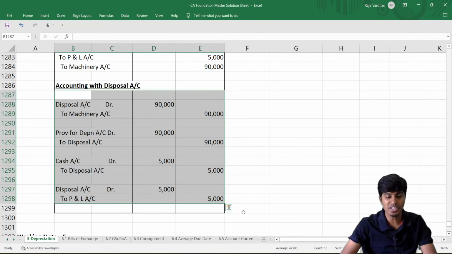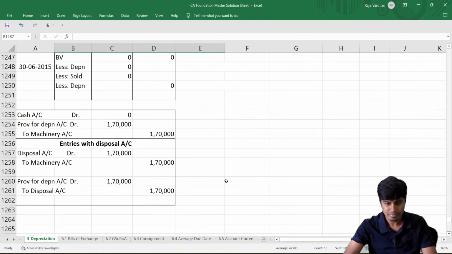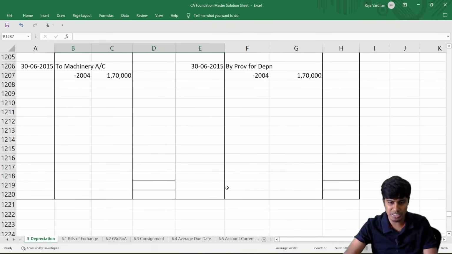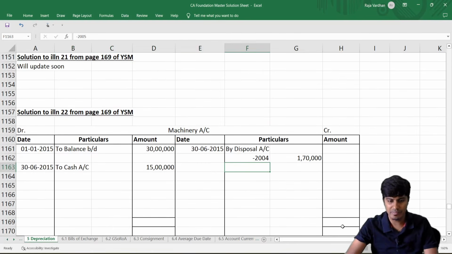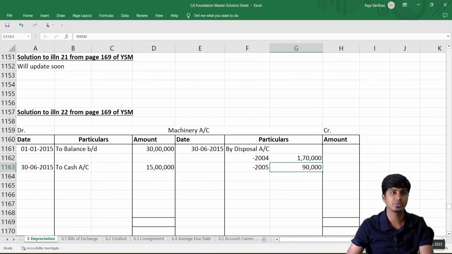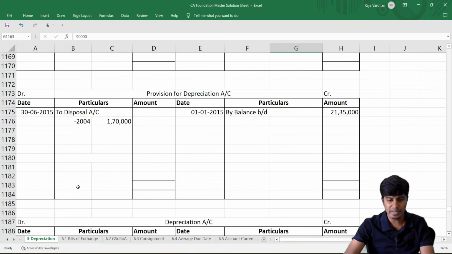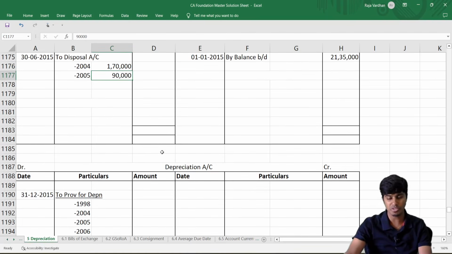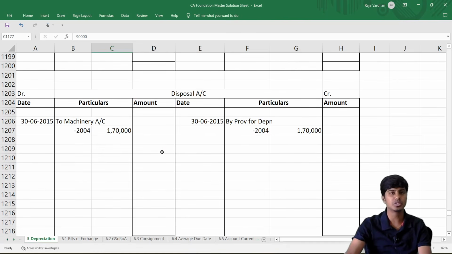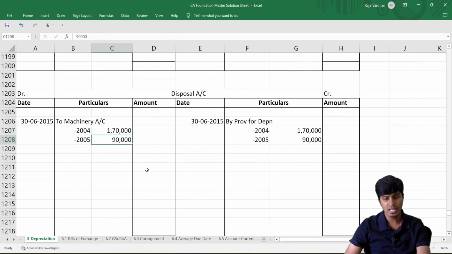Shall I? In the machinery account, I'll write by disposal 90,000. In my machinery account, I will write here 2005 asset 90,000. And against this asset, depreciation also has been fully written off. Provision for depreciation 2005 90,000. And both of them, whatever is written in machinery and machinery provision for depreciation, has to be written now in the disposal account. So here I'll write 2005 90,000, 2005 90,000. Both provision and machinery are decreasing.